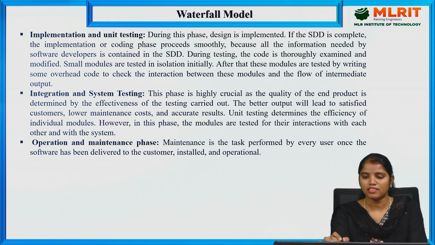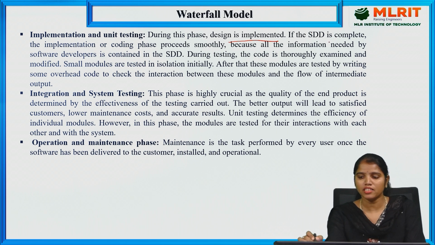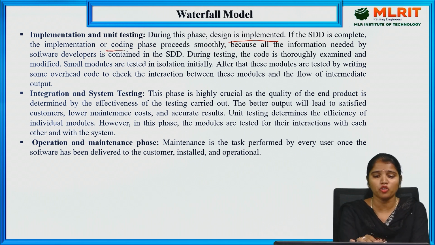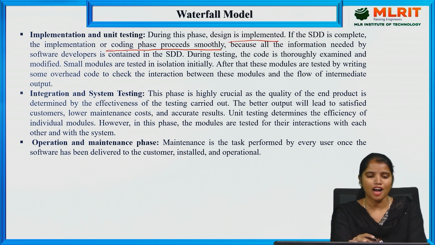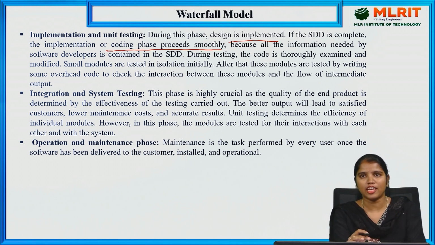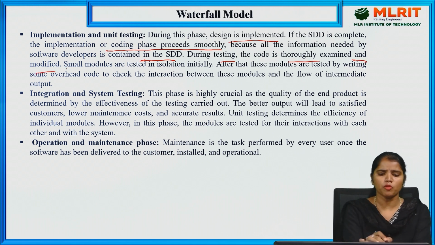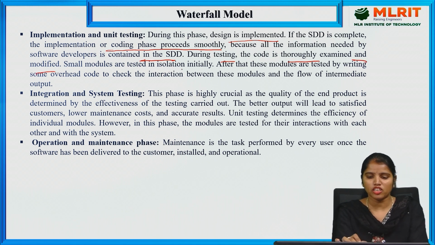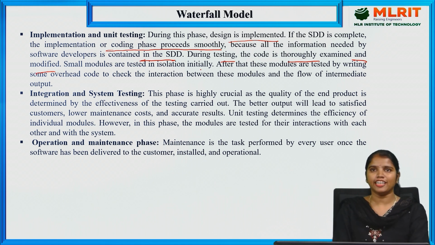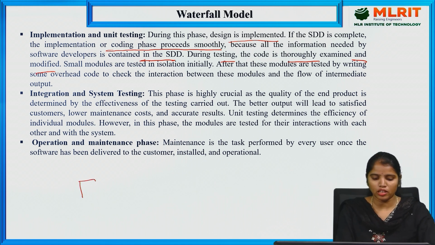During this phase, the design is implemented. If the SDD is completed, the implementation or coding phase proceeds smoothly, because all the information needed by the software developers is contained in the SDD. During testing, the code is thoroughly examined and modified. Small modules are tested in isolation initially. What is unit testing? Testing the small modules is what we call unit testing.